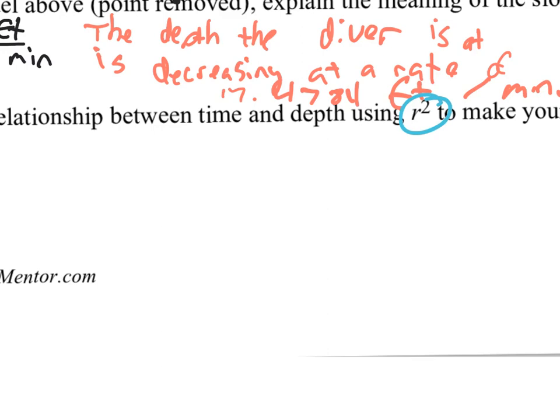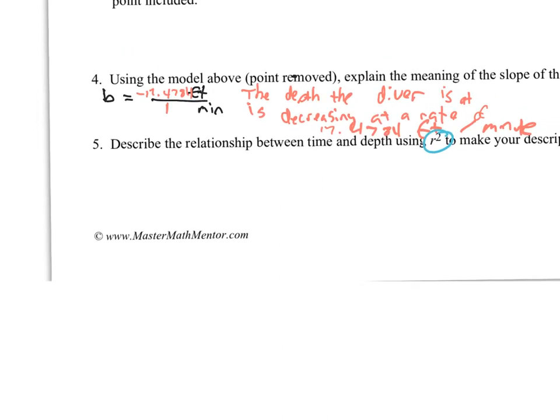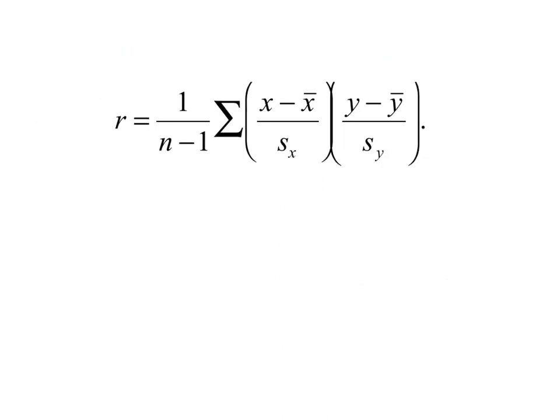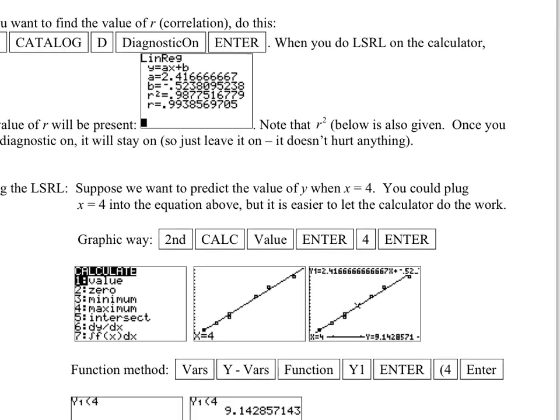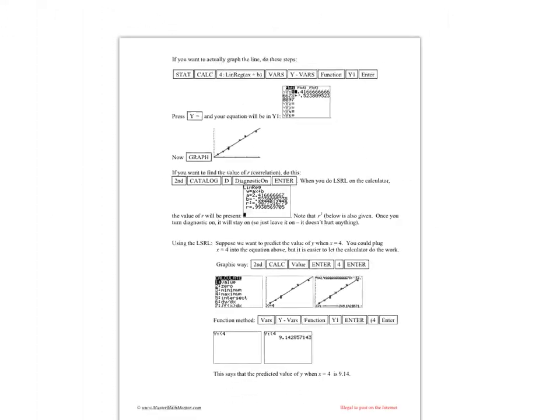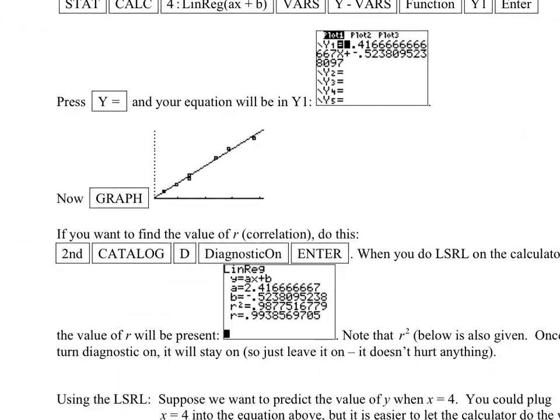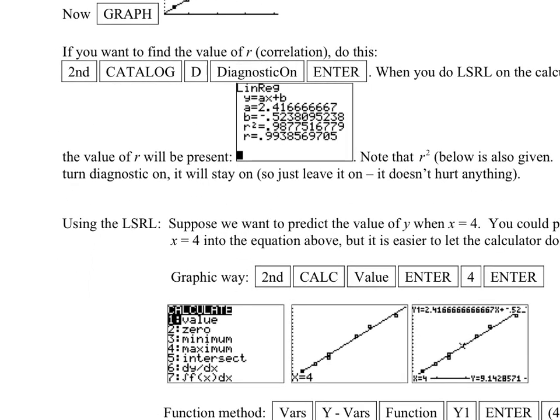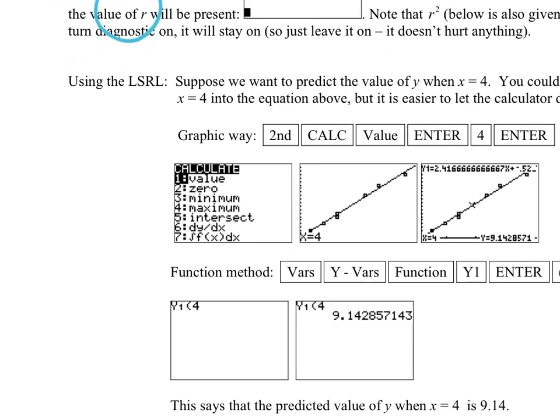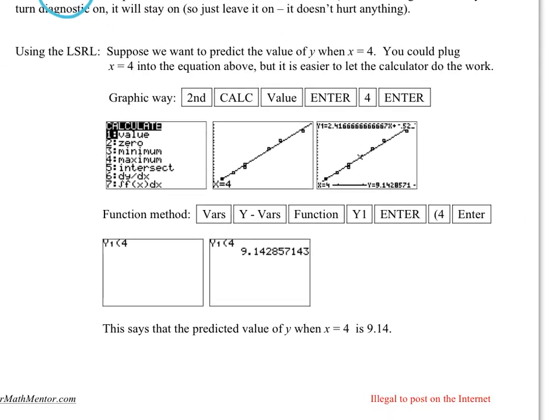Let's try to rewrite what I just wrote, so I'm not going to write it again. We already answered your number 5. The next set of notes is a review of looking at your equation and finding R, using your LSRL. I'm not going to do their example because they have a different equation than we have. Suppose you want to predict the value of y when x equals 4. I'll do that with ours.